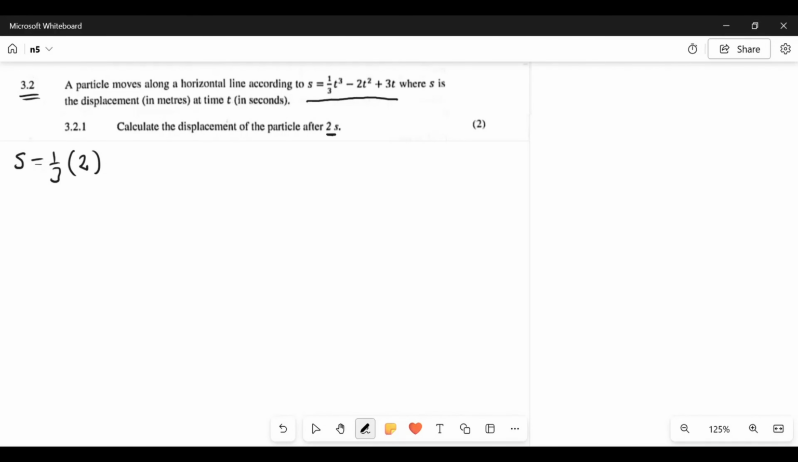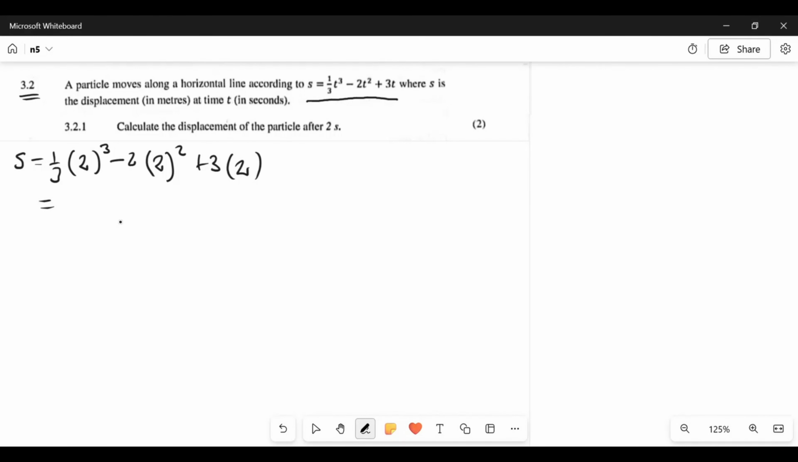Remember, this 2 seconds stands for time. Let's not forget we have cubed there, minus 2, and then again we have t squared. Instead of writing t squared, we're going to write 2 squared, plus 3, and then instead of writing t, we're going to write 2. So whenever they say calculate the displacement and they give you time, all you have to do is substitute the time there. Wherever there is t, you put 2.